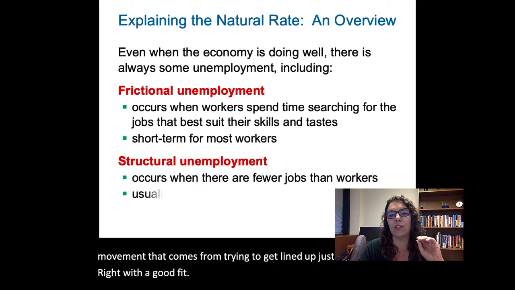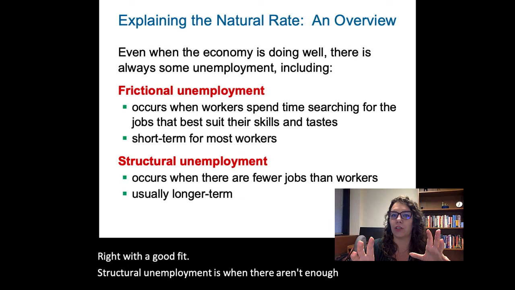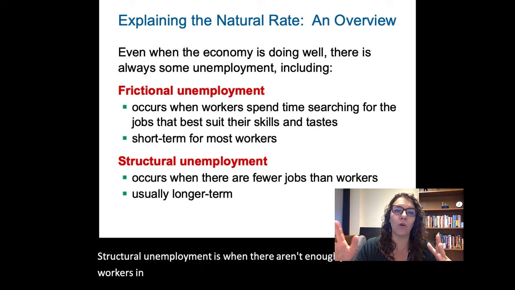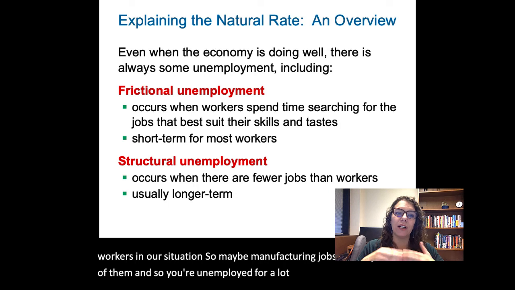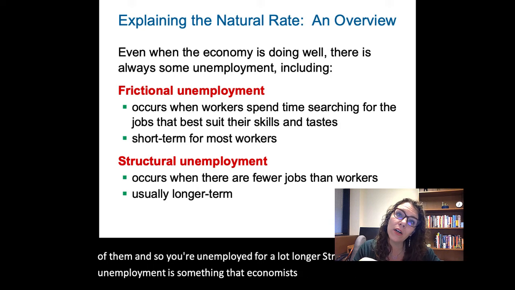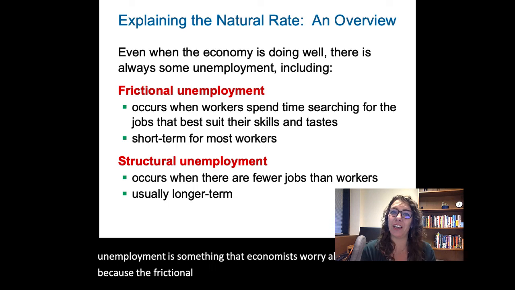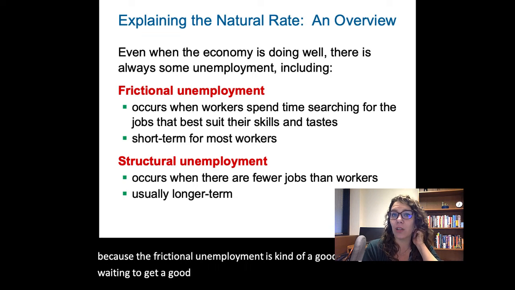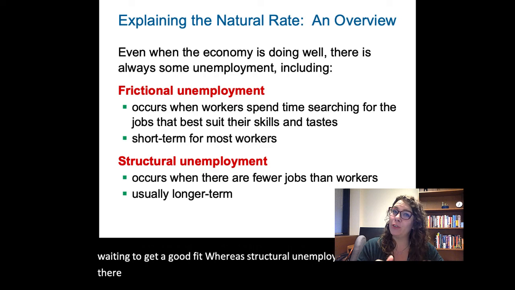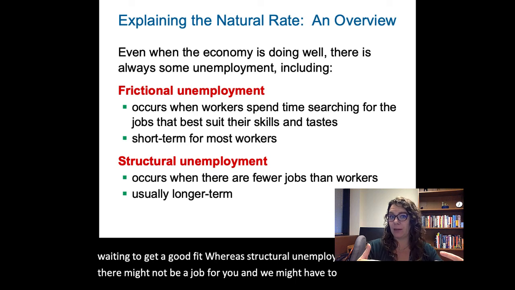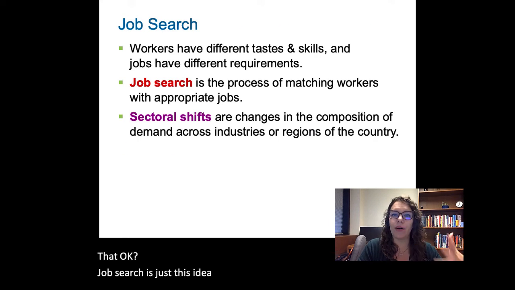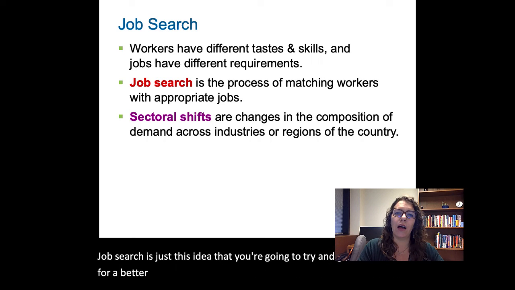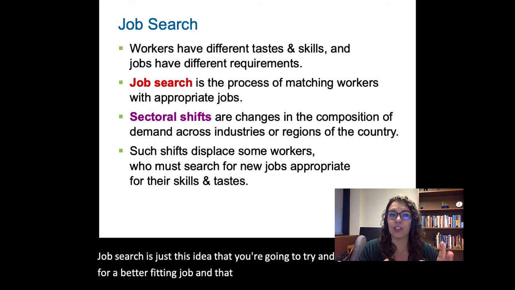Structural unemployment is when there aren't enough jobs for the workers in our situation. So maybe manufacturing jobs, there's just fewer of them, and so you're unemployed for a lot longer. Structural unemployment is something that economists worry about more because the frictional unemployment is kind of a good thing. You're waiting to get a good fit, whereas structural unemployment means there might not be a job for you, and we might have to do something to fix that. Okay? Job search is just this idea that you're going to try and go out and look for a better fitting job, and that can be part of that frictional unemployment.